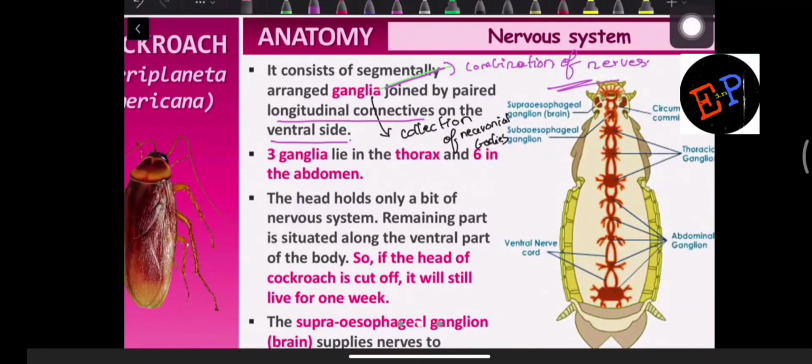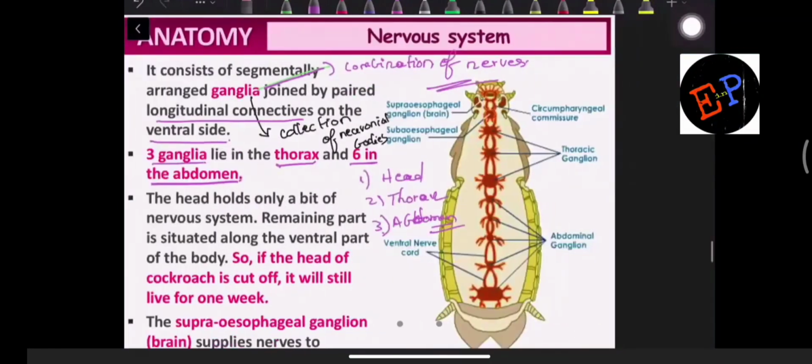Already we studied that the body of the cockroach can be divided into three parts. The first one is called the head, the second one is called the thorax, and the third one is called the abdomen. Already we have studied, no? Therefore, in the thorax you can find three ganglia, and in the abdomen you can find six ganglia. This is the thorax region. So in this region you can find three ganglia, and in the abdominal region six ganglia. So, a group of nerves. Are you able to understand?